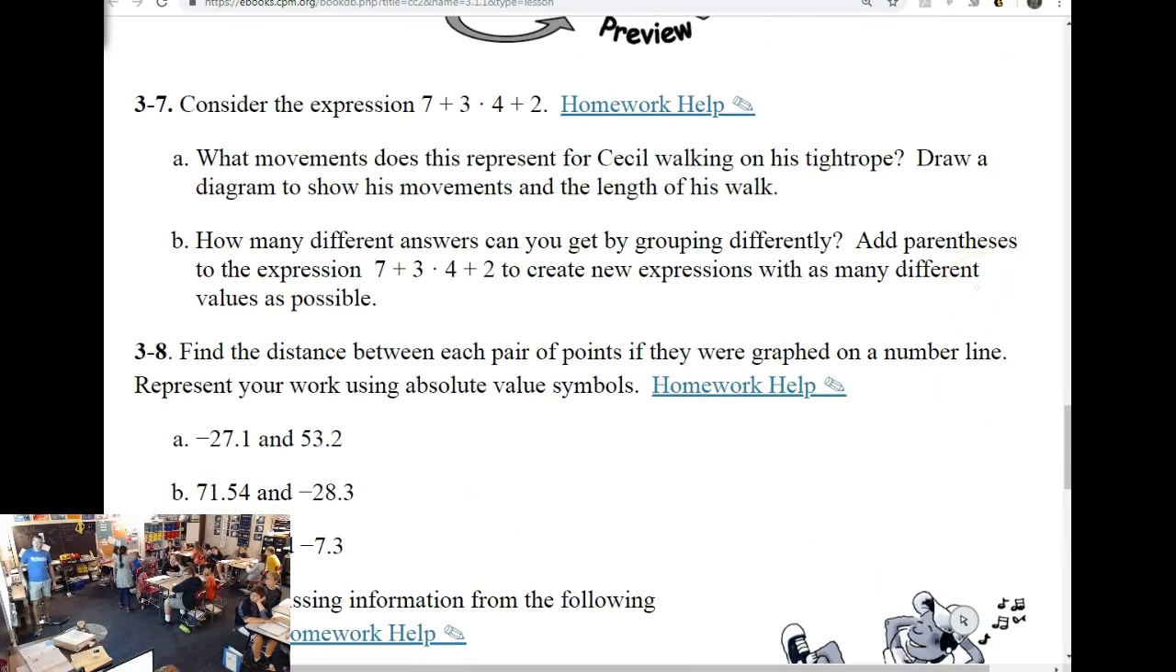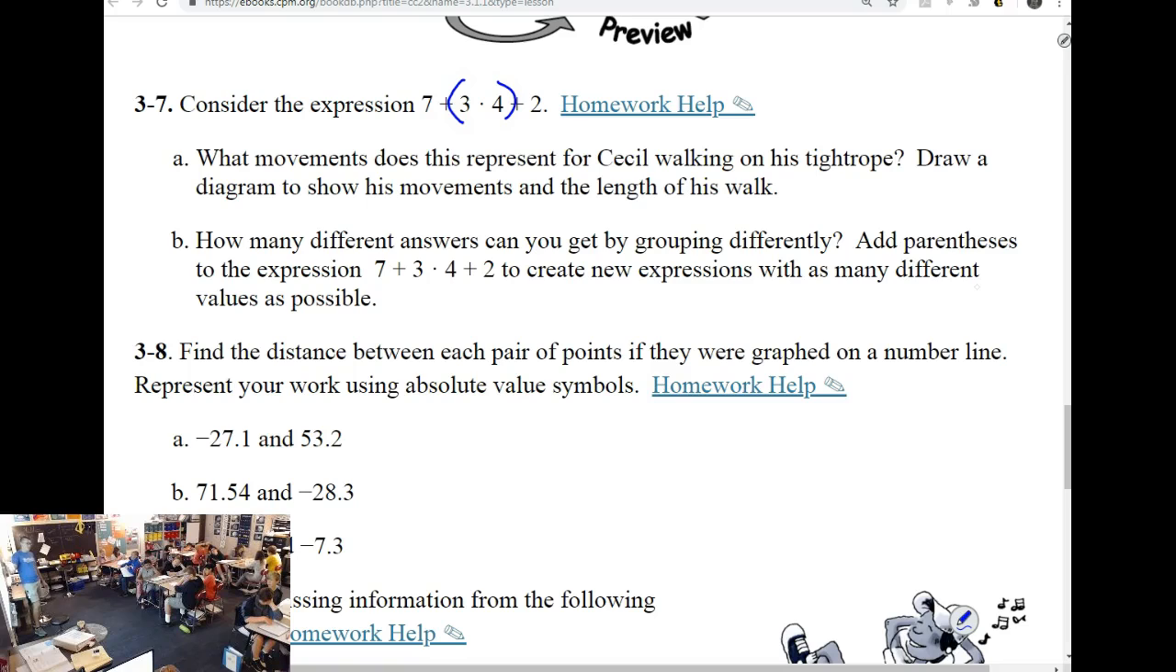So really what it's trying to get you to do here is group this together and say there's a move of 7. There are 3 moves of 4, or you could say 4 moves of 3, and then a move of 2. So when it says what movements does this represent? A 7 move, 3 moves of 4, and a 2 move. And then you want to put it together, figure out what your total is, and try to group things differently and see what happens there, especially if you add parentheses in different places.